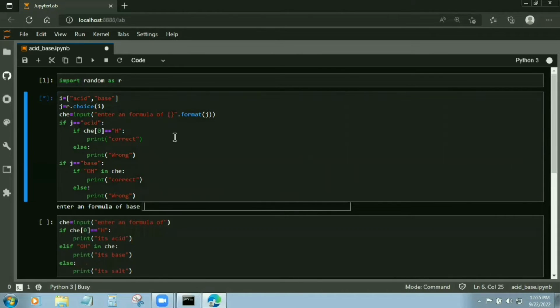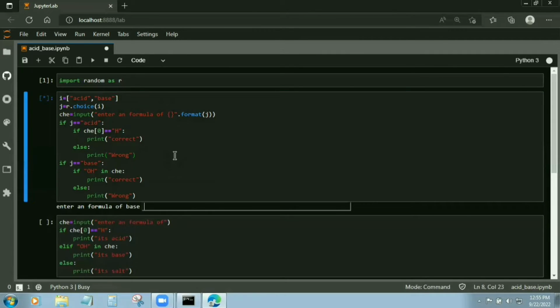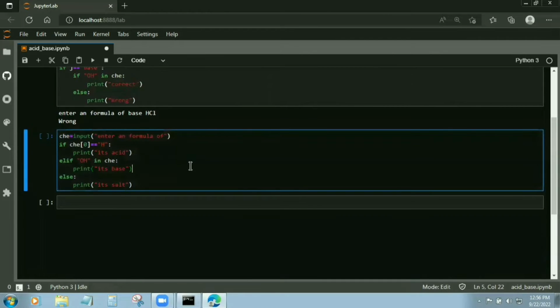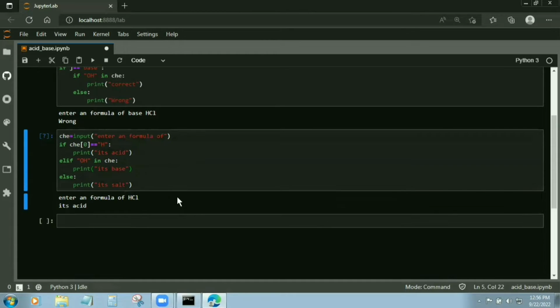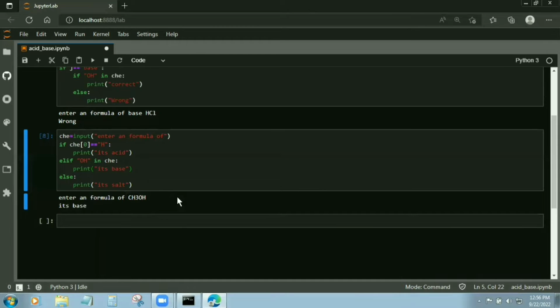So now to enter the chemical formula of a base. And here is mine. Again, it was a base. And this goes wrong. But in the second part of the program, we can check whether a chemical compound is an acid or a base. For example, in the case of HCl, it's an acid. And methanol, CH3OH, is a base.